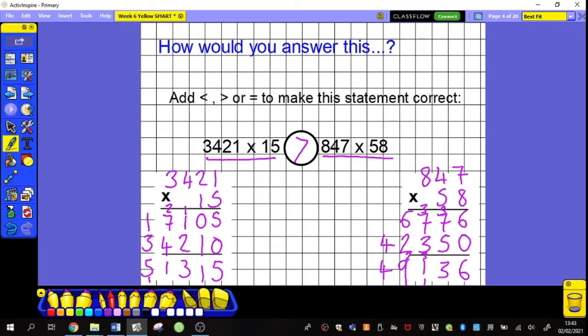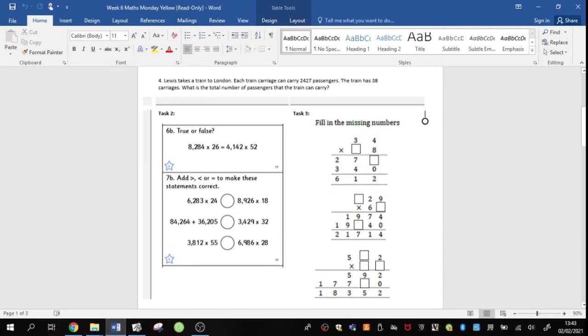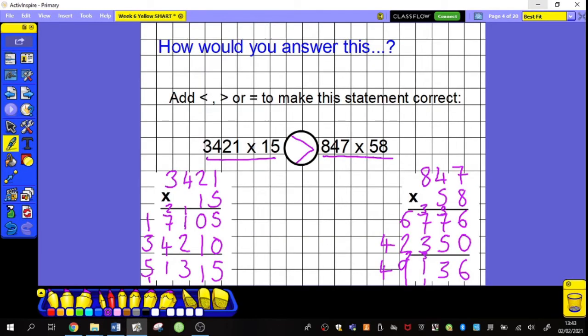So which one is bigger? There we go. My 51,000 is bigger there. What I'd like you to do now is tackle task 2, telling me which one's bigger, which one is smaller, exactly how I've done that. When you're ready for task 3, come back and I will do task 3.